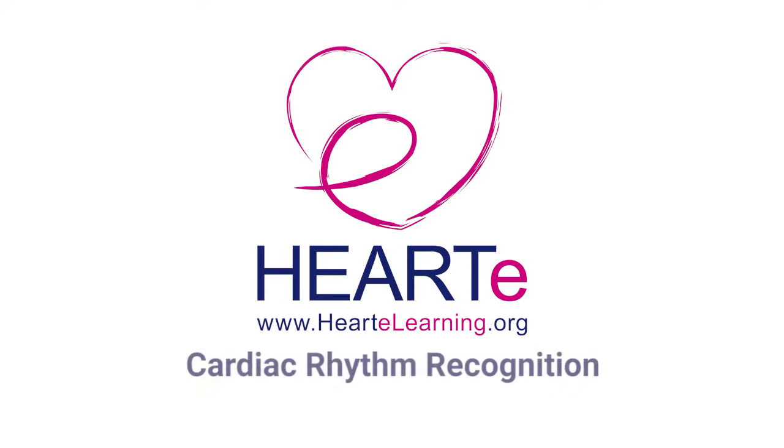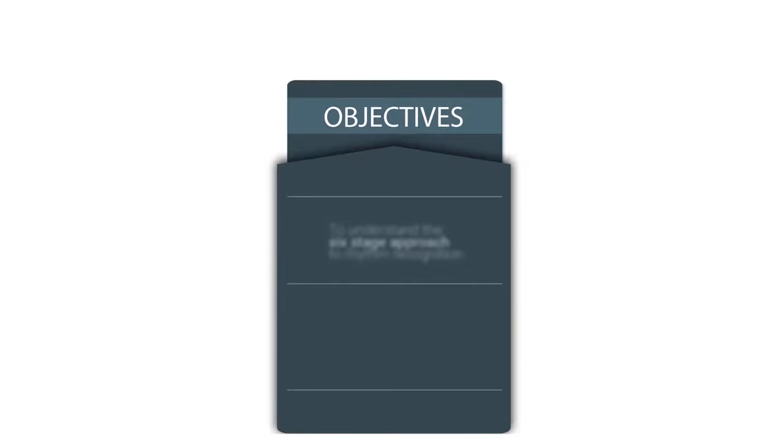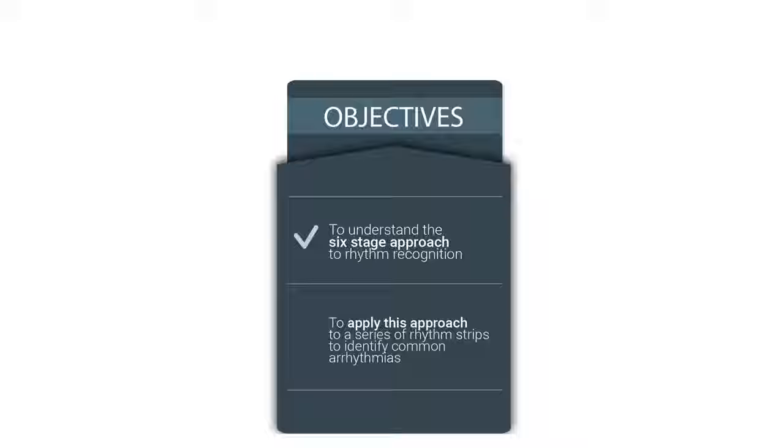Welcome to this section on cardiac rhythm recognition. Within this next part of the module, we wish to share with you a systematic approach to interpreting cardiac rhythms. The objectives of what we are going to cover in this part are to allow you to understand the 6-stage approach to rhythm recognition, and then to apply this approach to a series of rhythm strips to identify common arrhythmias.